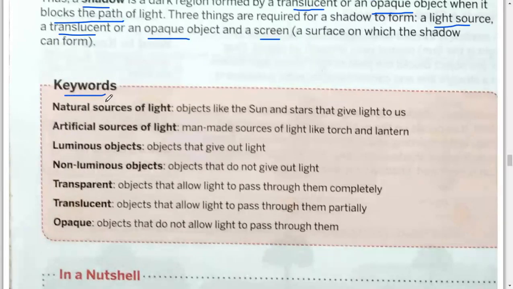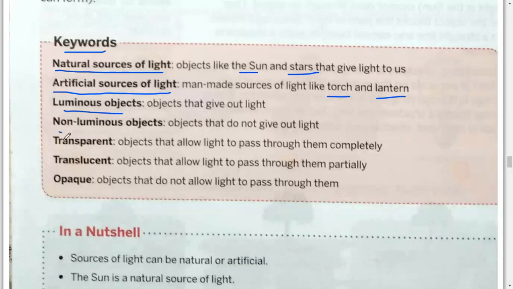Keywords: natural sources of light means objects like the sun and the stars that give light to us. Artificial sources of light means man-made sources of light like torch and lantern. Luminous objects means objects that give out light. Non-luminous objects means objects that do not give out light.